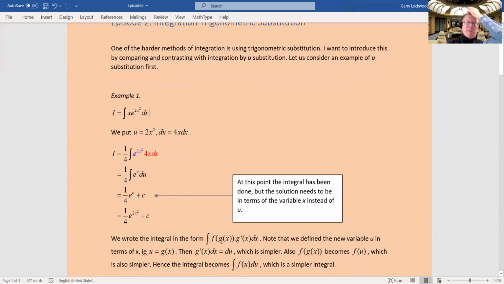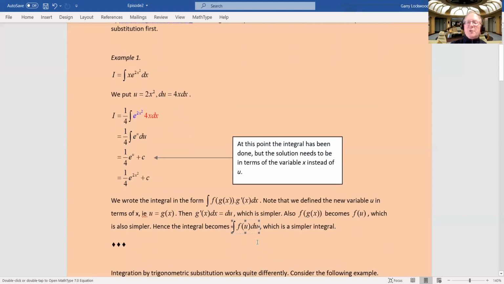So we wrote that in the form the integral of f of g of x times g dash of x dx. We defined the new variable u in terms of x. In other words, u is equal to some function g of x. g dash of x dx is equal to du. That's simpler than g dash of x dx. And f of g of x actually becomes f of u, which is also simpler. And so the whole integral becomes the integral of f of u du, which is a much simpler integral. If you compare this one here, the integral of f of g of x times g dash of x dx with the integral of f of u du, it's pretty clear that this one is a simpler integral, and therefore should be quite a bit easier to do.